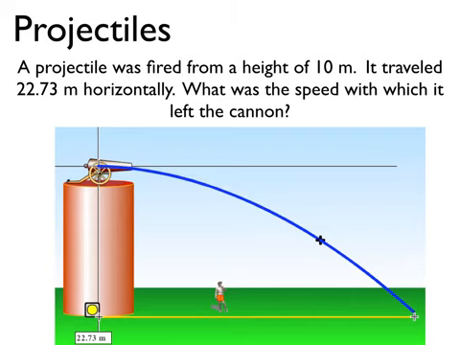Okay, you need to be able to solve projectile problems. So sometimes the projectiles are fired horizontally, like in this example. It's fired from a height of 10 meters. It travels 22.73 meters horizontally. Find the speed with which it left the cannon.